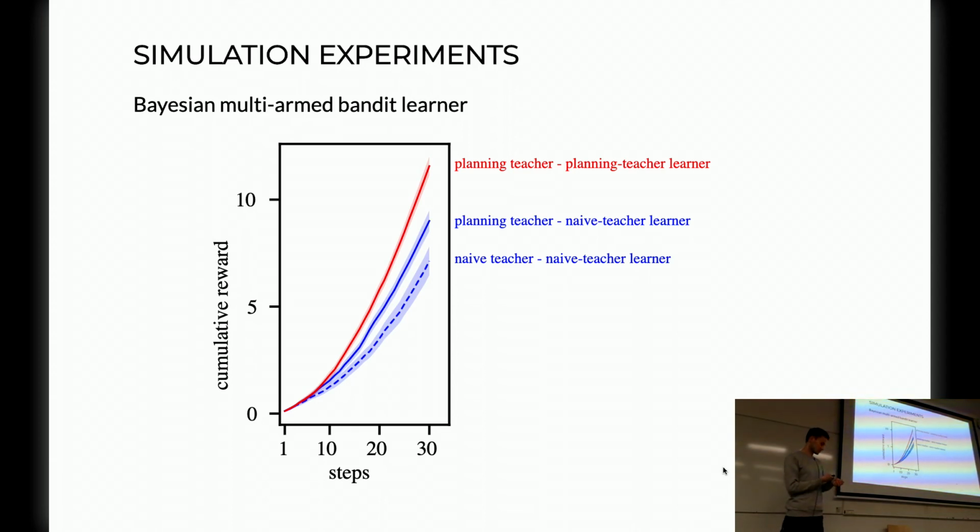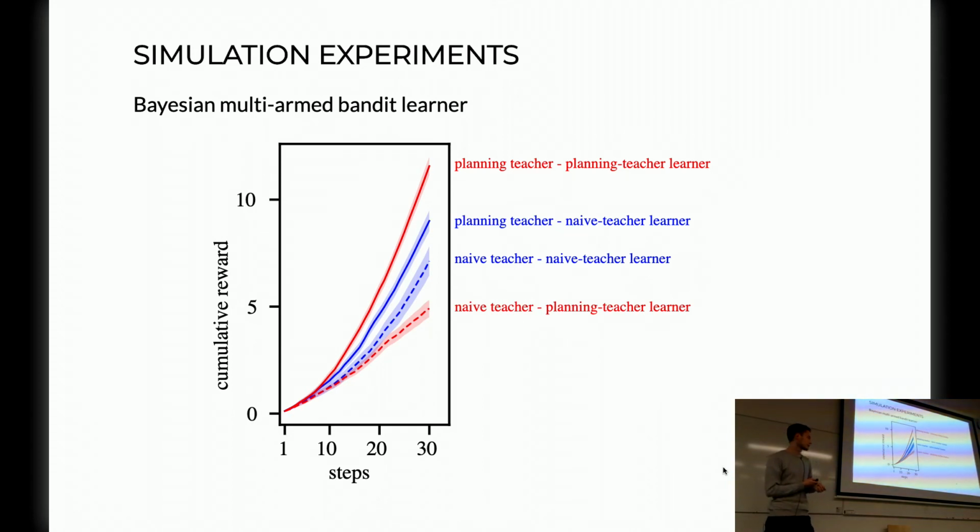Now, one problem that might come with this is that if the learner is modeling a planning teacher, or assuming that the teacher is trying to teach intentionally, but actually we have a naive teacher or just the environmental model, then the performance is actually much worse, because the model of the learner about the teacher doesn't match the reality. So it's interpreting the actions or the teaching wrong.